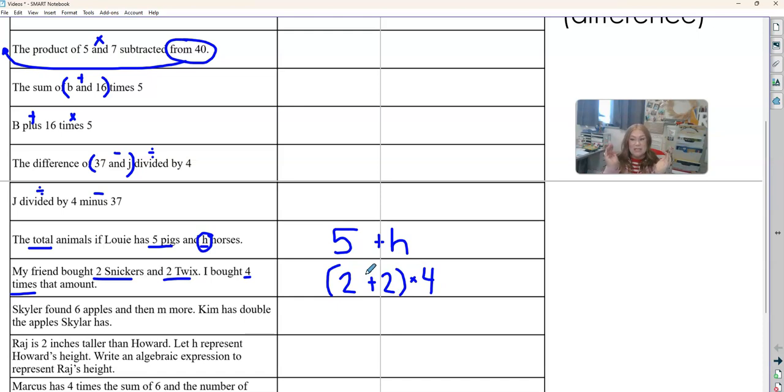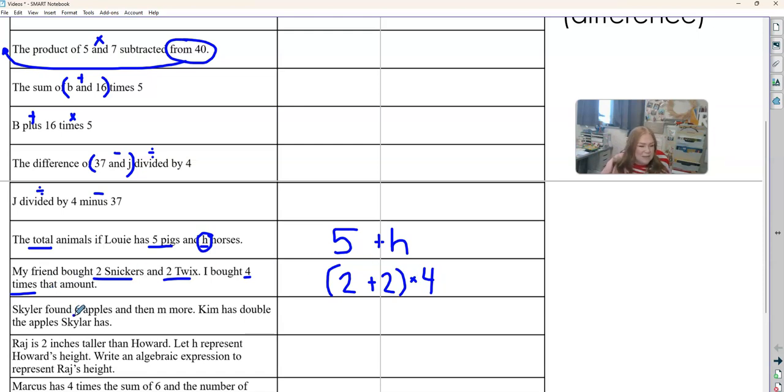If we don't put those parentheses, then we would have to do 2 times 4 plus 2, and that's going to give us a different answer than 16. So if they bought 4, you got 4 times that, you'd get 16. You have to put your friend together first, then multiply.